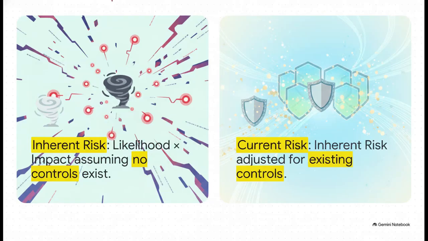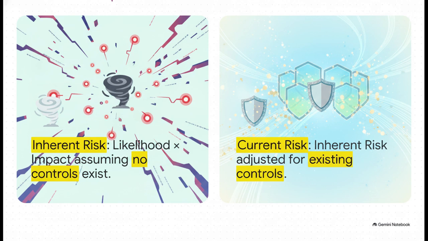Let's zoom in on steps 3 and 5 for a second, because honestly, this is where the magic happens. Look at this sharp back-to-back contrast. Inherent risk is your absolute worst-case scenario. It's the likelihood times the impact, assuming you have literally zero controls, or your controls completely fail. Current risk, however, is the reality. It's that inherent risk actively lowered by the design and effectiveness of the controls you actually have in place.